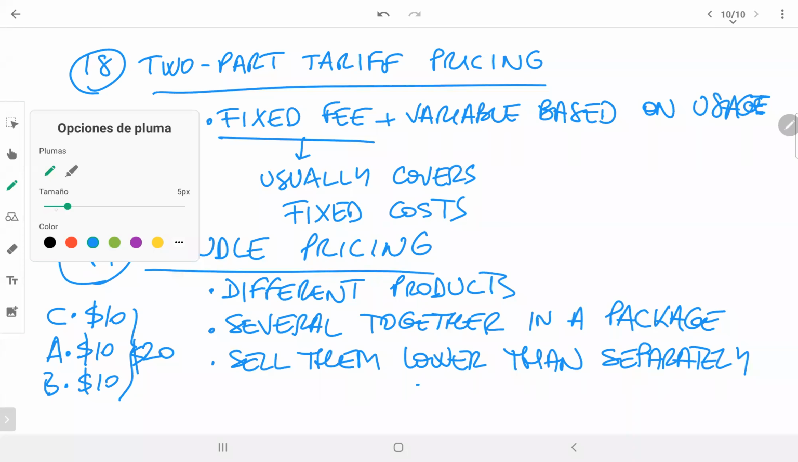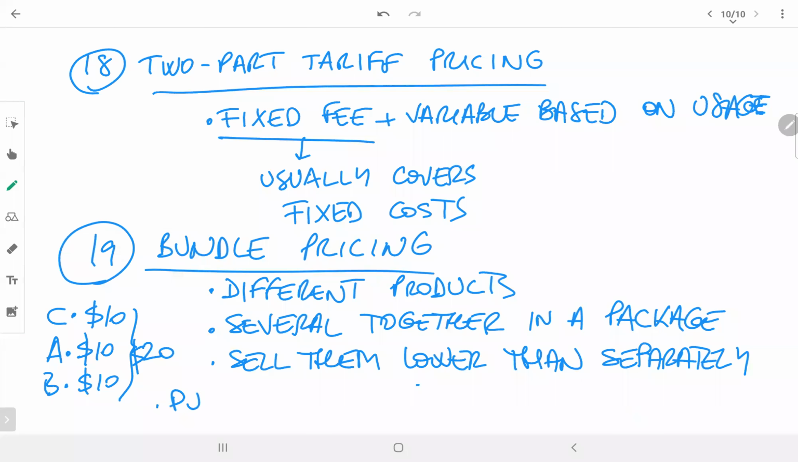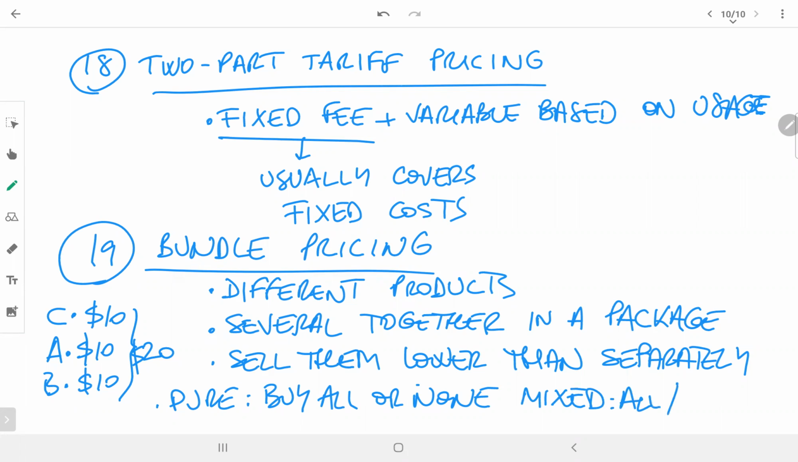which brings us to two types of bundling. You have pure bundling, which means you can buy all or none. And then you have mixed bundling, where you can buy all or separately. Okay, so bundle pricing, different products that are together in a package and you sell them lower than separately.